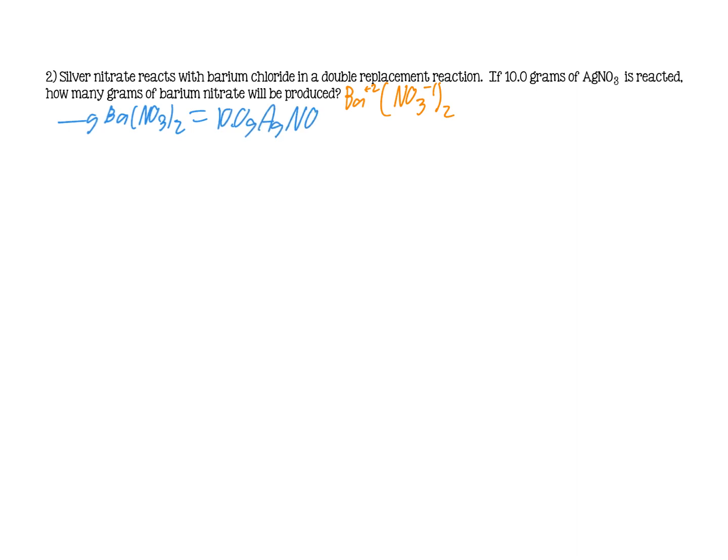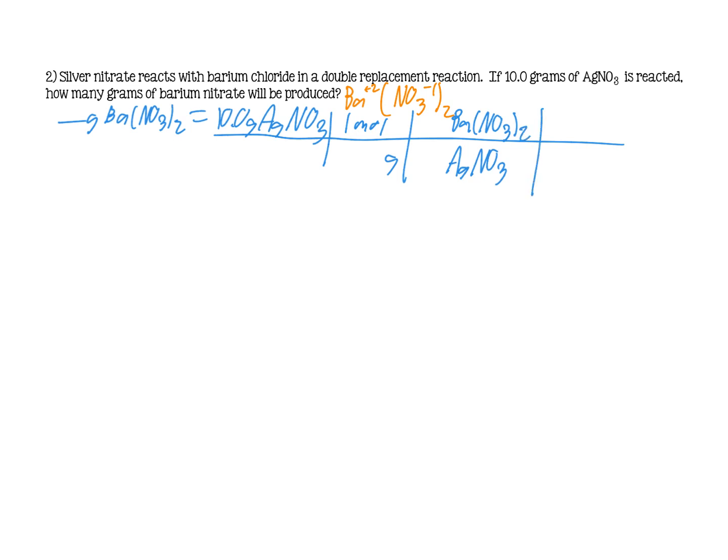Since we're doing a gram conversion, that means we need to convert from grams to moles by finding the molar mass of silver nitrate. We then need to do a mole-to-mole ratio to convert the silver nitrate to barium nitrate, and finally convert the moles of barium nitrate back to grams by using our molar mass. This allows our units to cancel and we are left with grams of Ba(NO3)2 like we wanted.